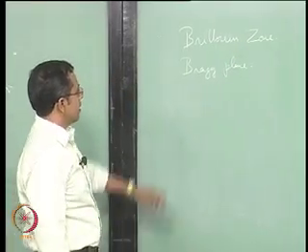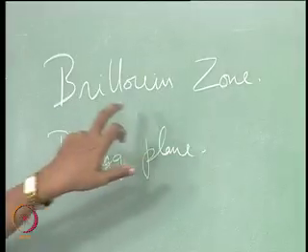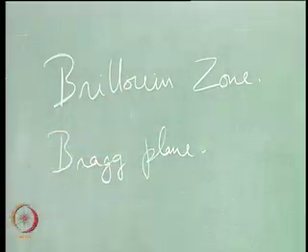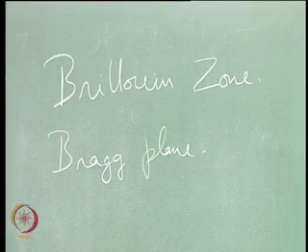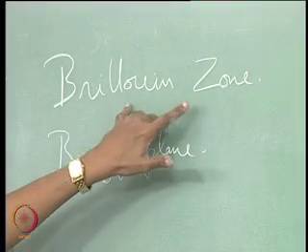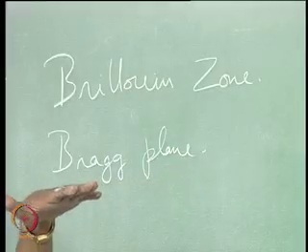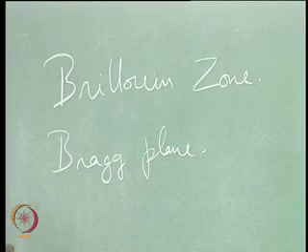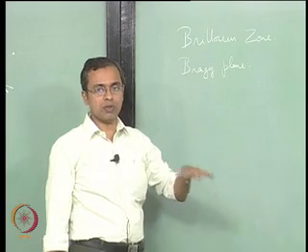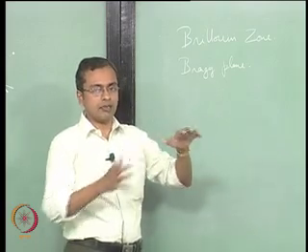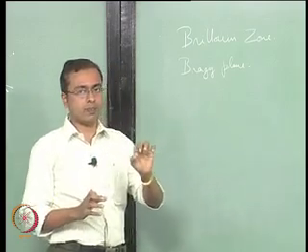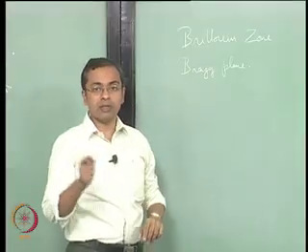Okay. So first we will define something called the first Brillouin zone. Once we describe what a Brillouin zone is, we will find that there are further qualifications to it. We can call it the first Brillouin zone, second Brillouin zone, third Brillouin zone, and so on. So right now I will describe what is the first Brillouin zone only.